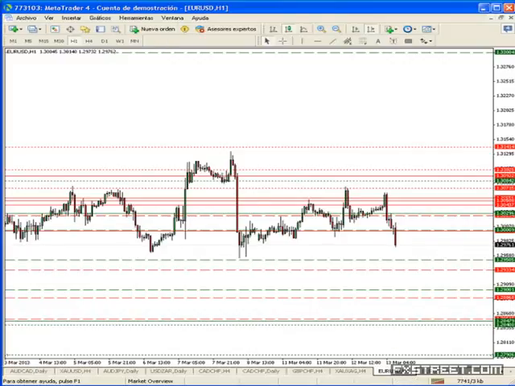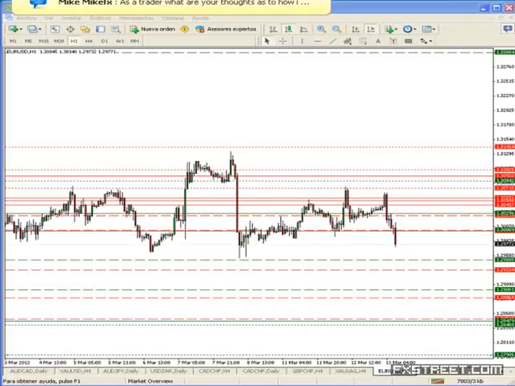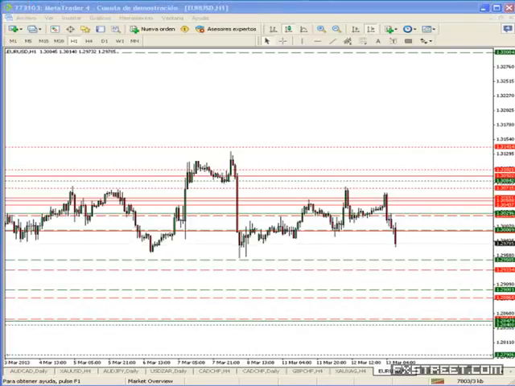Perhaps it would be interesting to know the differences between the types of orders. Let me just open up the chat again and see if there are some questions. As a trader, what are your thoughts as to how I should utilize this service? Very good question.